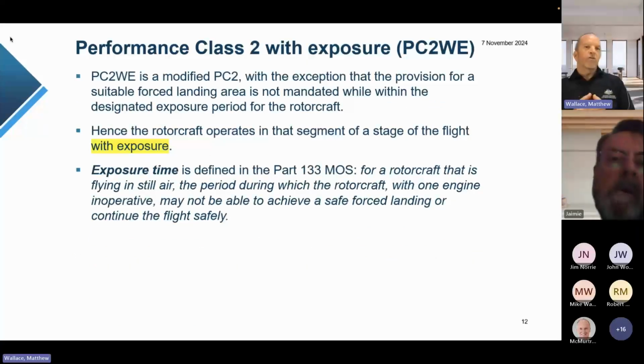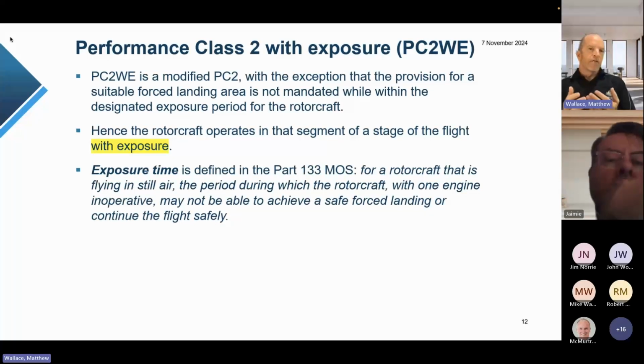And then PC2 with exposure, very similar to PC2, except now we don't have that suitable forced landing area. So PC2 with exposure is a modified PC2, with the exception that the provision for a suitable forced landing area is not mandated while within the designated exposure period for the rotorcraft. Now, if you want to go to sleep at night, go and read about PC2 with exposure. There's a lot in it.